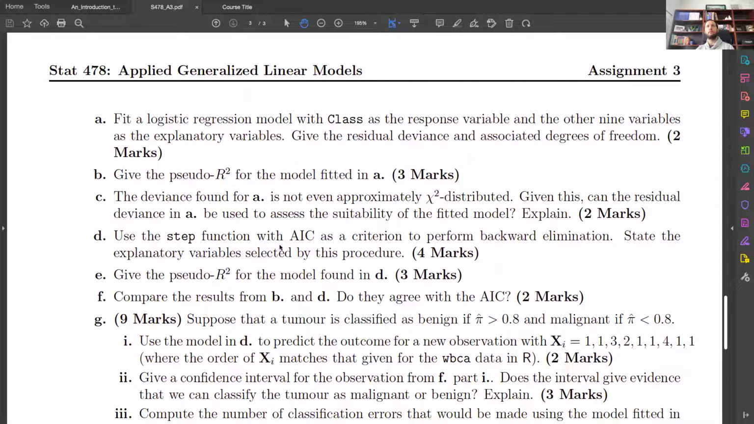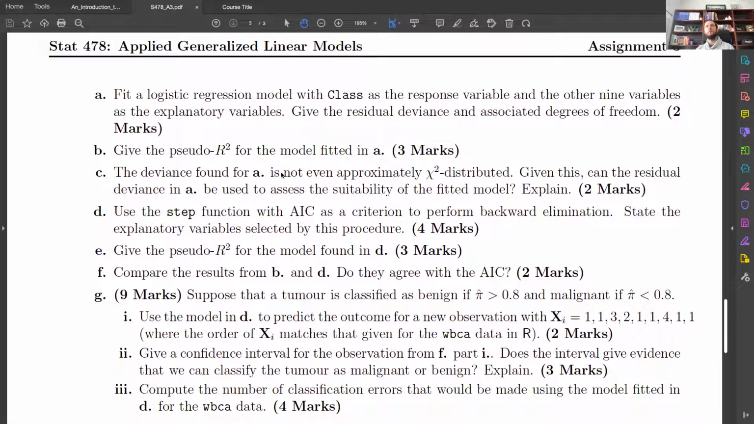Recompute the pseudo R² for the best fitted model. Comment on the agreement or disagreement between the AICs of the 2 models versus the pseudo R² of the 2 models. So do they agree in terms of the recommended model?